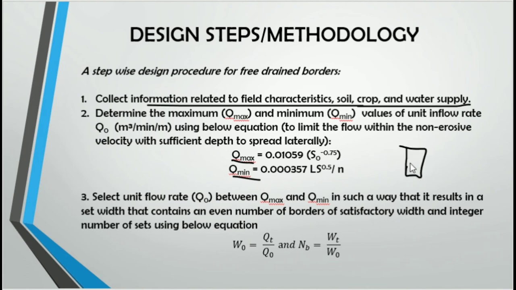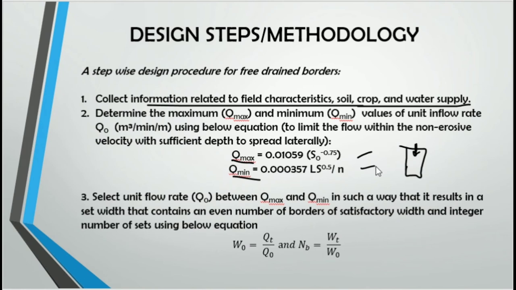So this is your border. You need to know the unit flow rate that will enter into your field, or into your border strip. So it will be your QO. You just need to solve for the maximum and the minimum value.